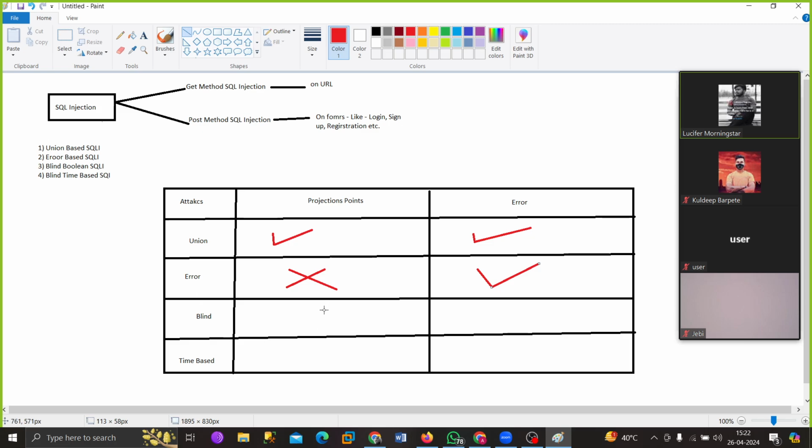What if on a website there is no projection? I mean the website does not respond when you change parameters. There are no projection points, and neither is it showing any error. What are you gonna do? The website is just getting blank.